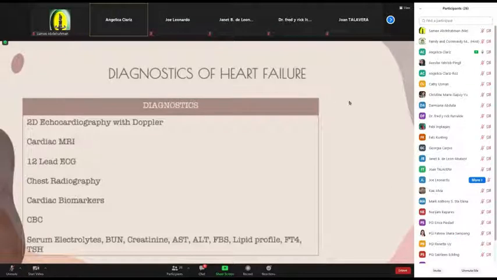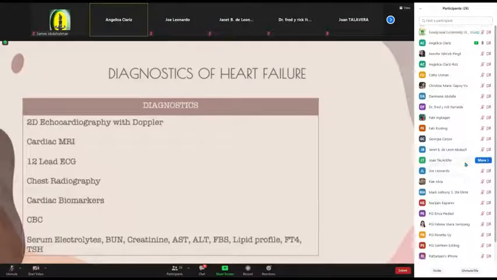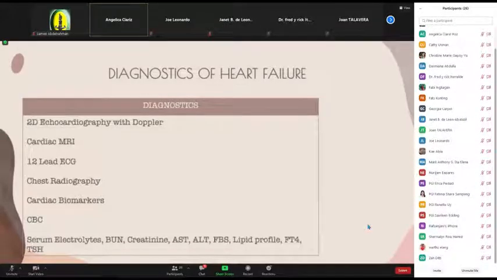Lipid profile, liver function test, and thyroid stimulating hormone. First, the serial monitoring, when indicated, should include electrolytes and renal function. A 12-lead ECG should be performed initially on all patients presenting with heart failure.